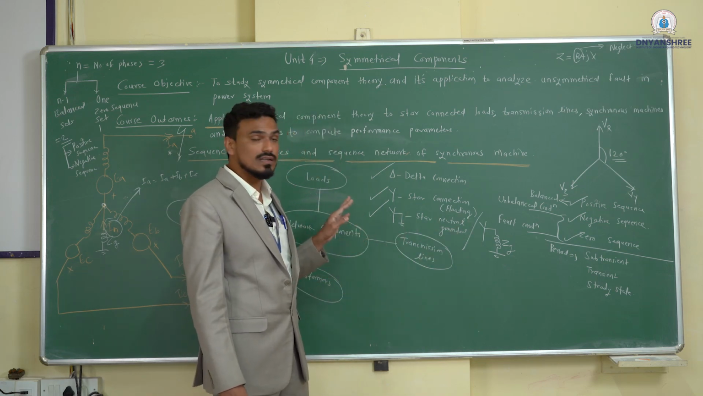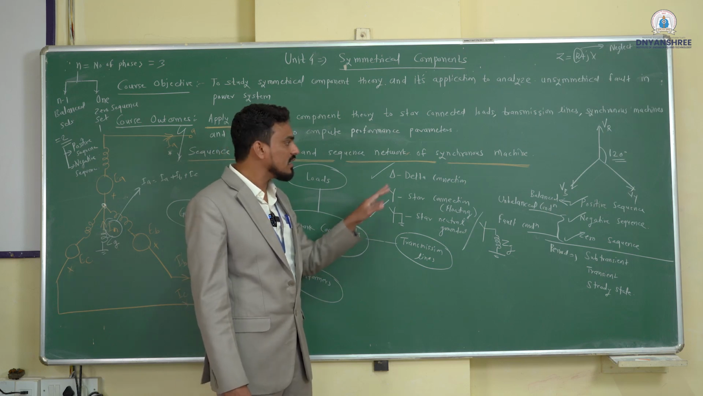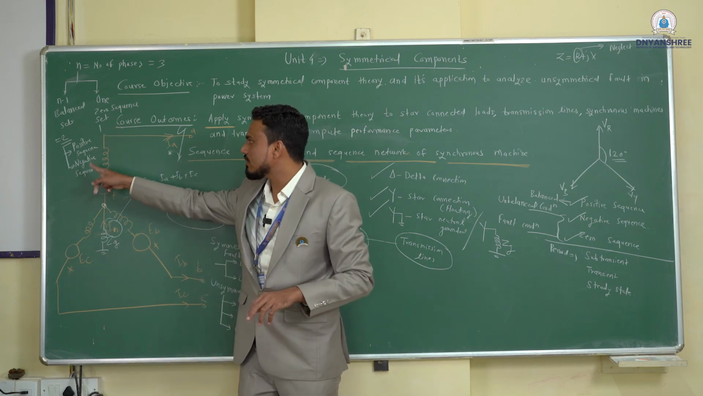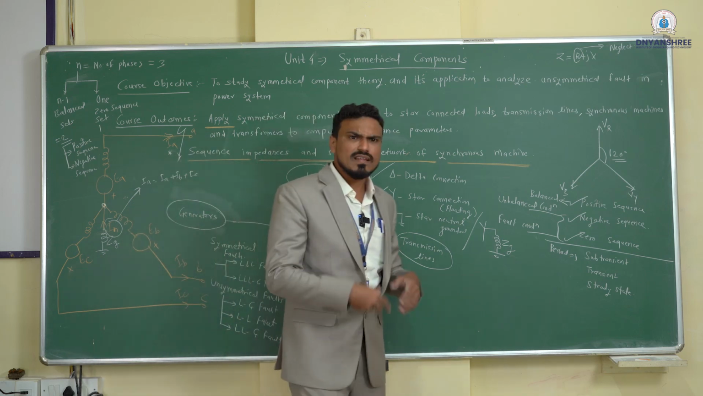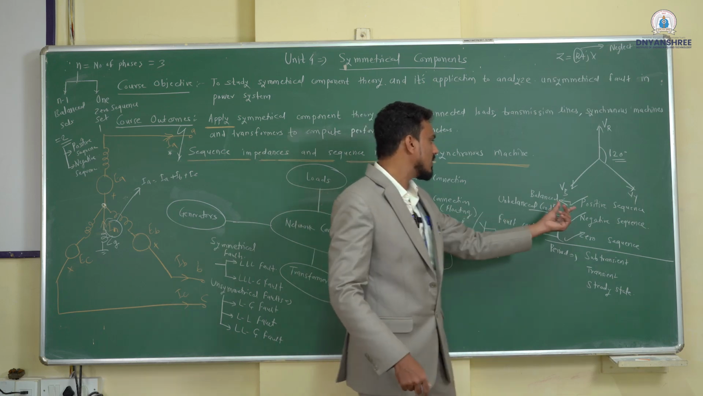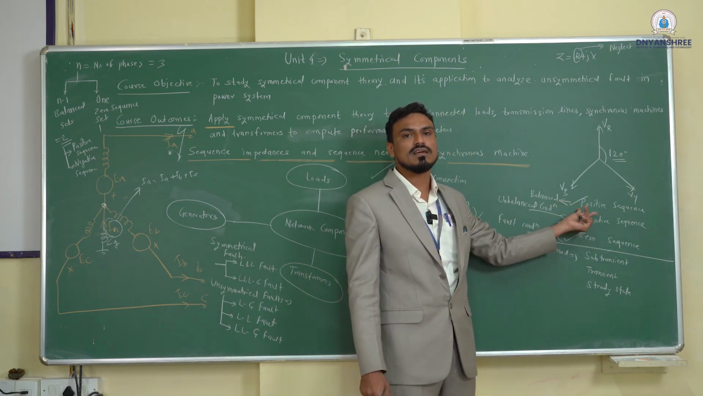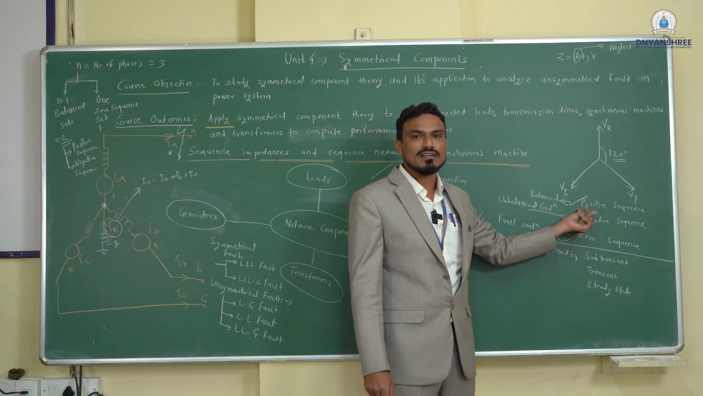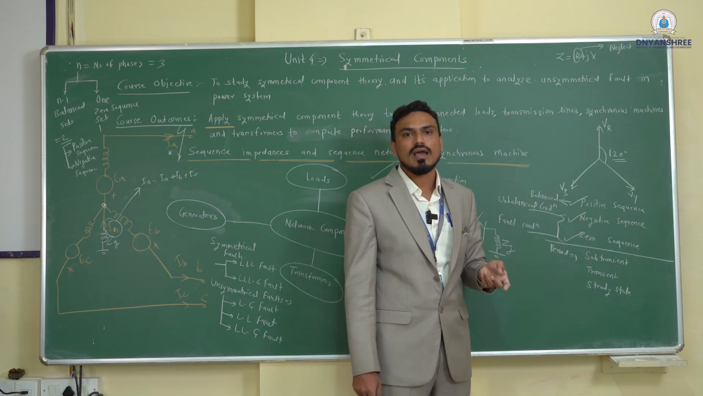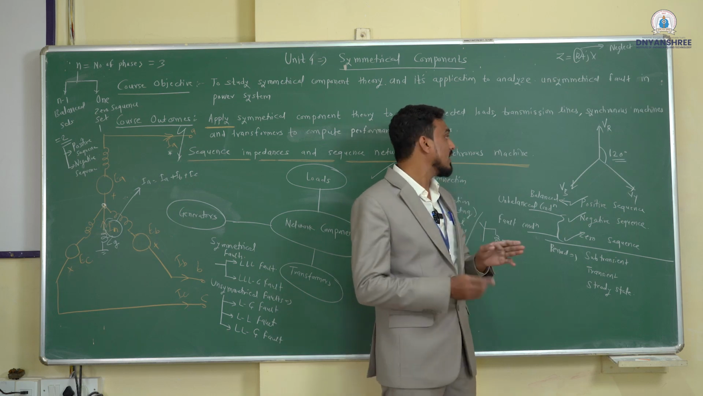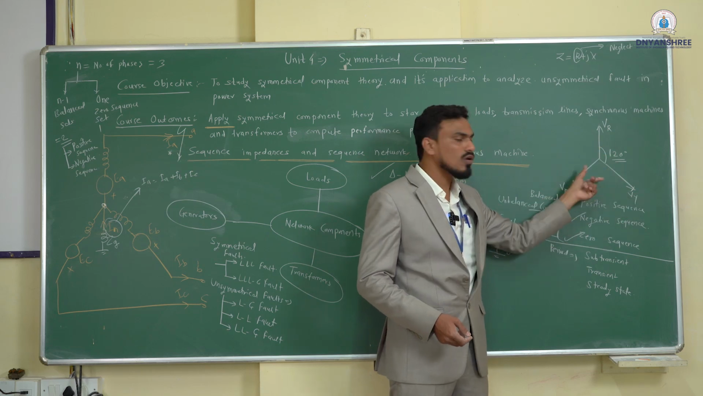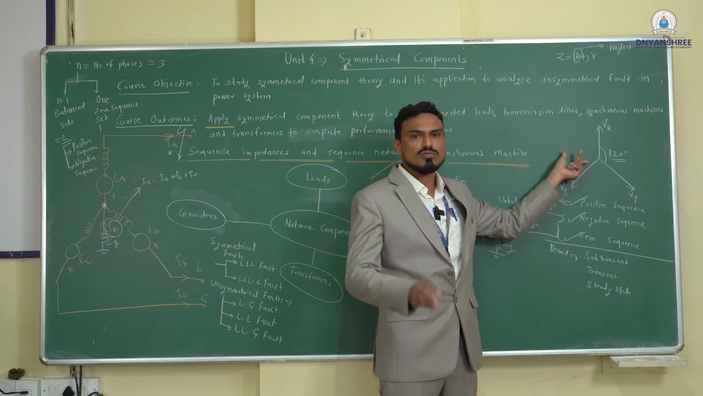Now it is important to understand the relevance of each sequence component. As I said, there are three sequence sets: positive sequence, negative sequence, and zero sequence. What are their properties and their significance? Positive sequence component is present if the system is balanced. It means the currents in all phases are the same: the phasors have equal magnitude and are displaced from each other by 120 degrees, the way I have shown here. This is a balanced system.